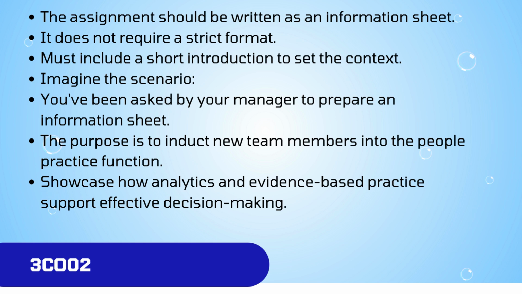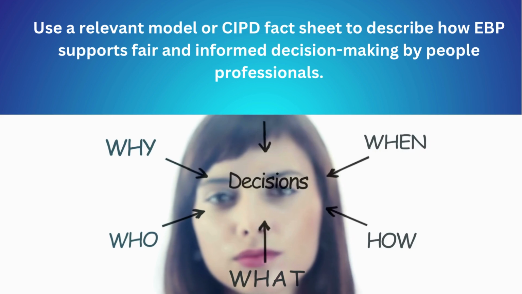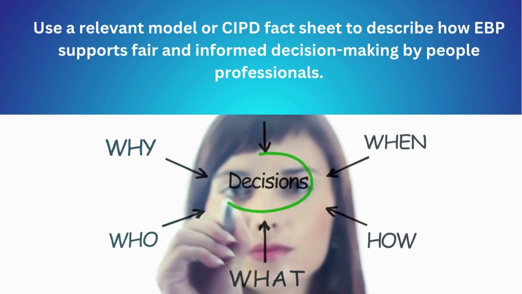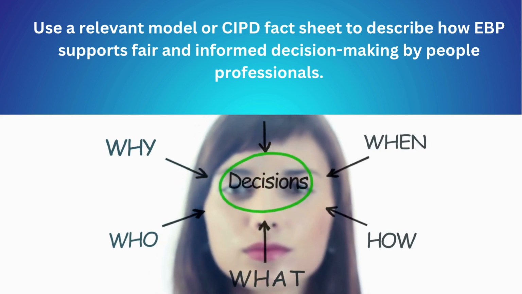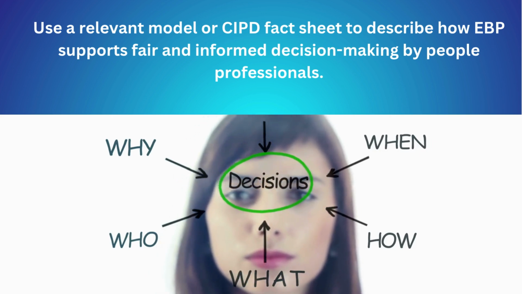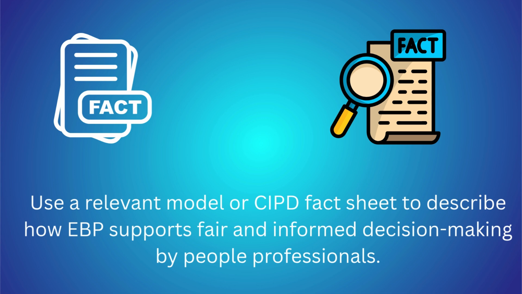Let's now go through each assessment criterion. AC 1.1. You need to explain what evidence-based practice is and how it applies within an organization. Use a relevant model or CIPD fact sheet to describe how EBP supports fair and informed decision-making by people professionals.